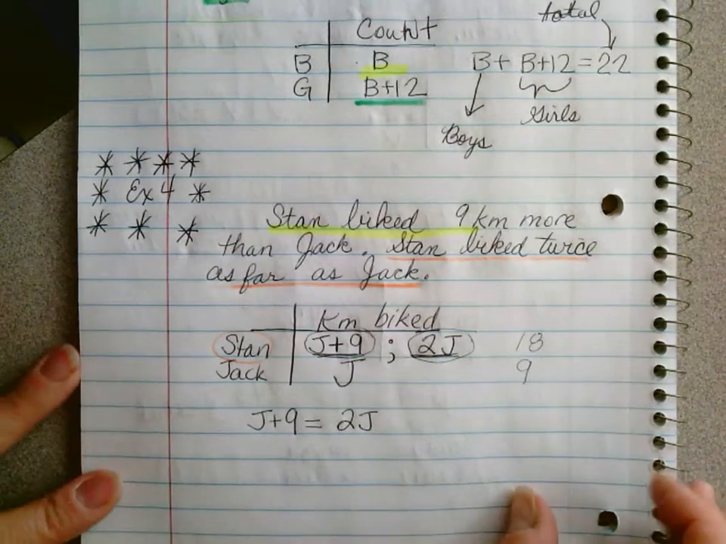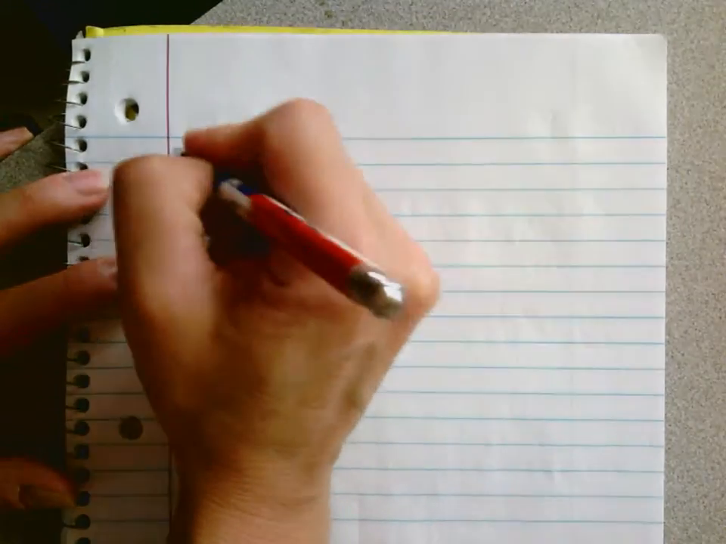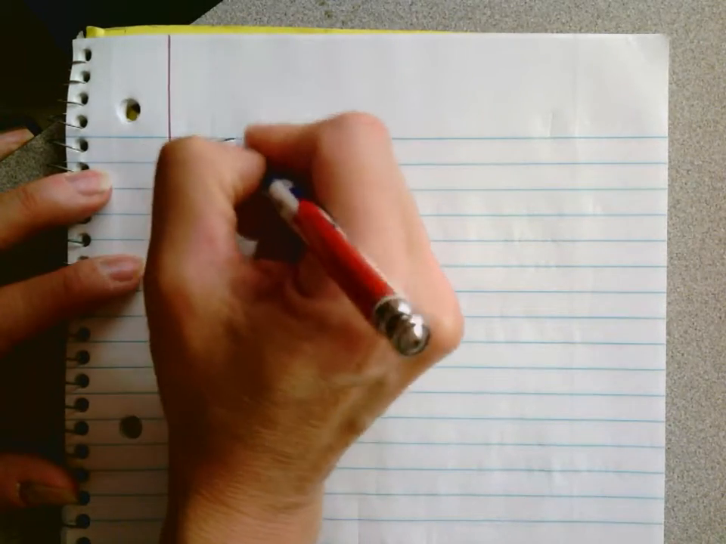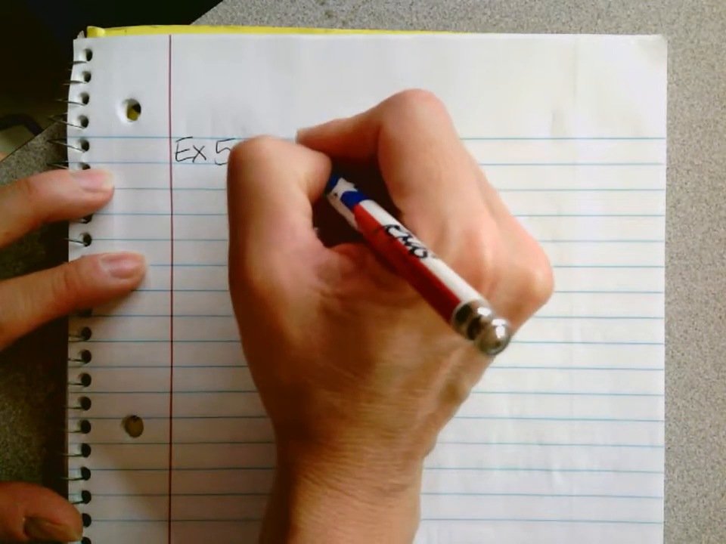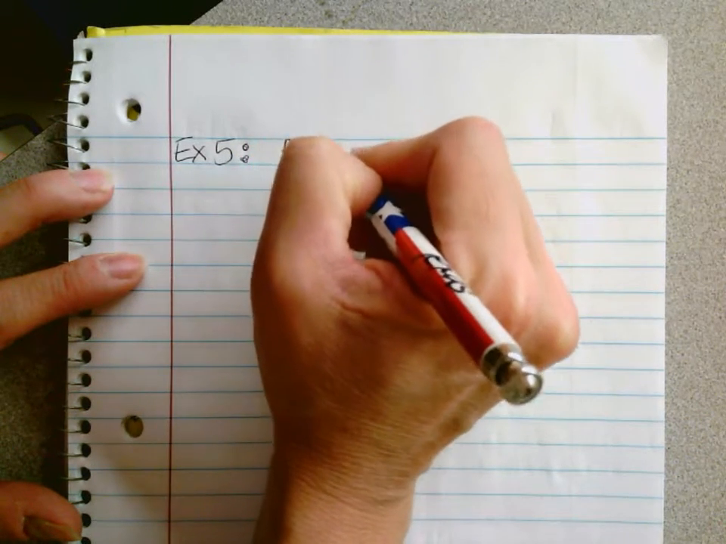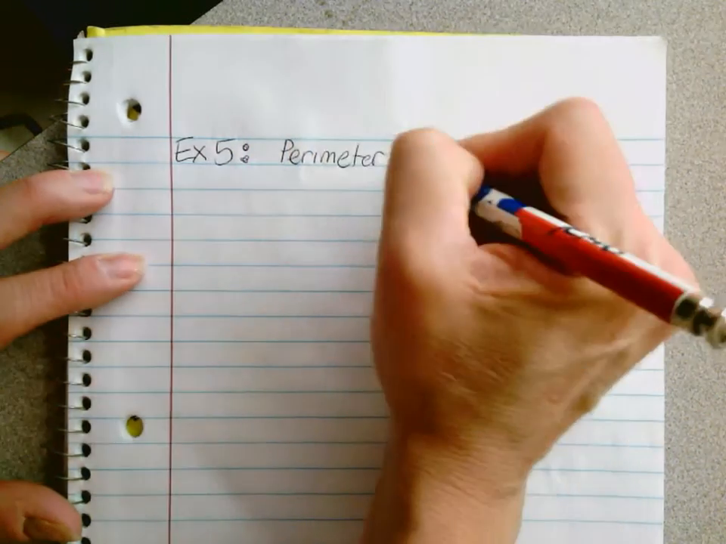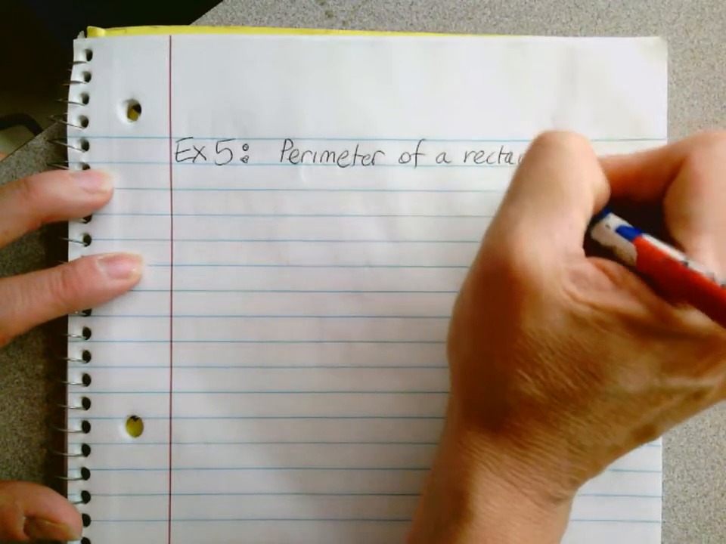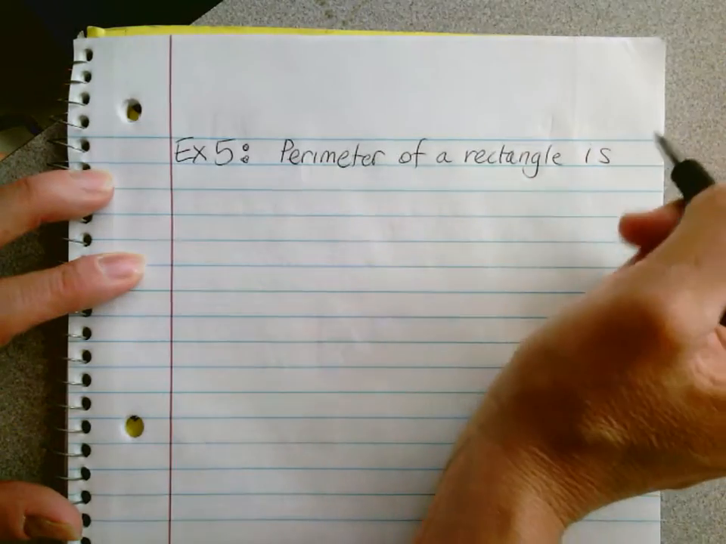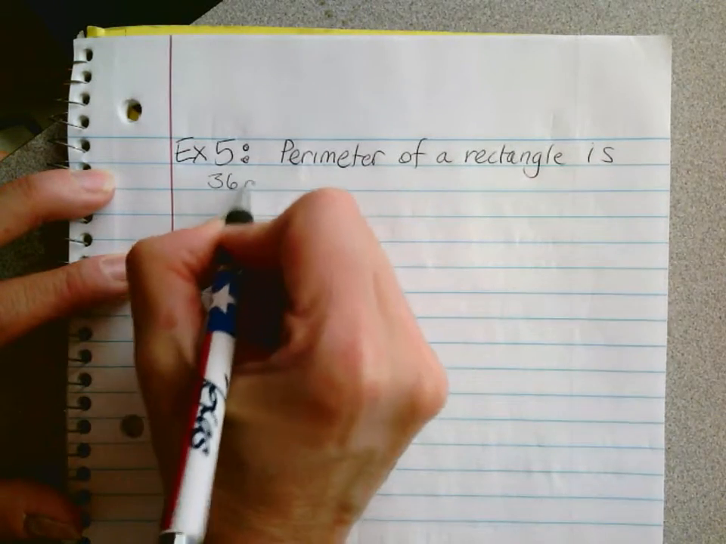Perimeter. I'm going to do a perimeter problem with you. And this is the last one. And this kind of rule could work for area as well. The perimeter of a rectangle is 36 centimeters.